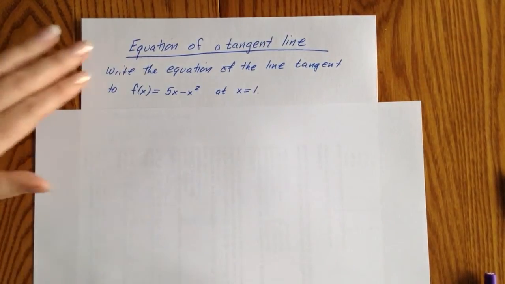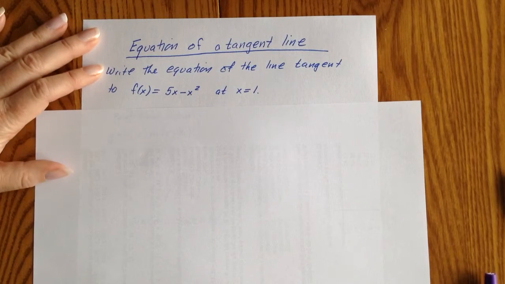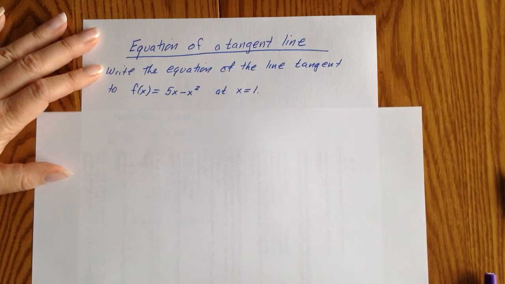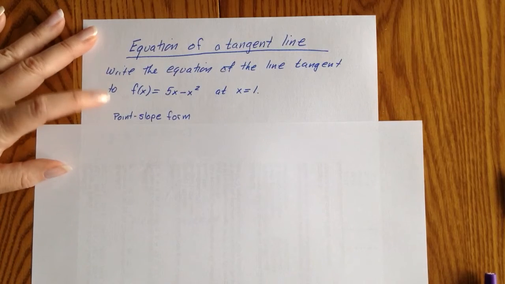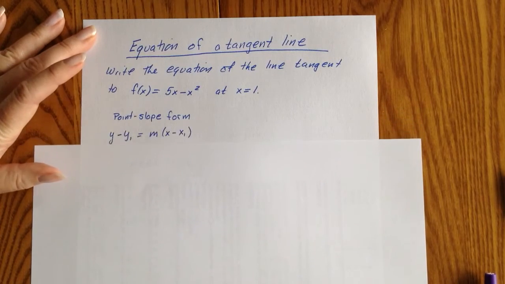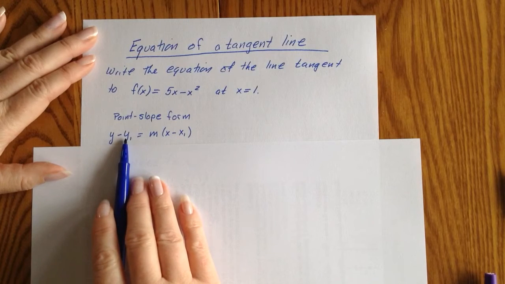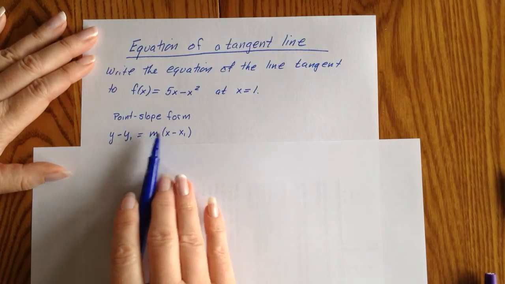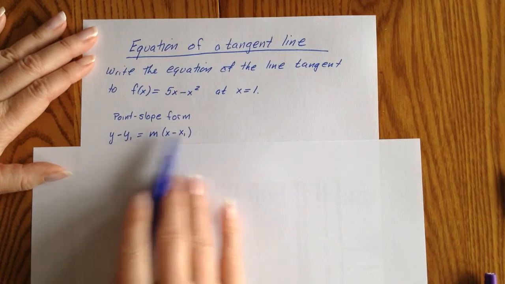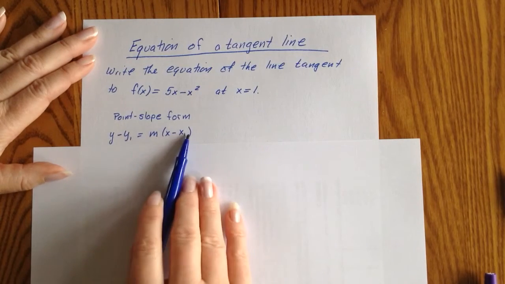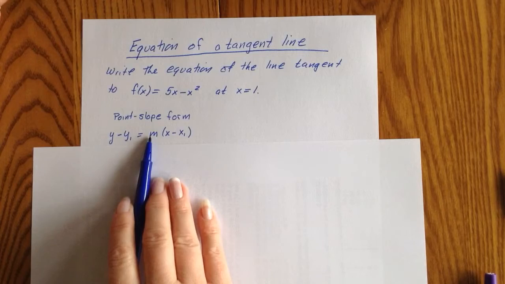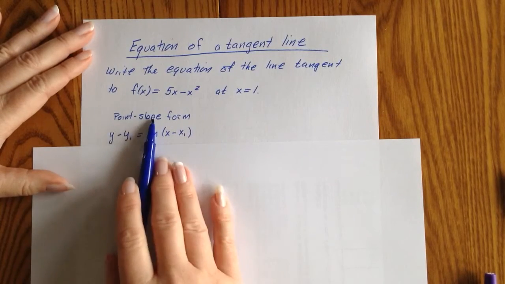Personally, when I want to write the equation of a line, I do not use y equals mx plus b unless I know what b is. Do you know what b is? No, me neither. So I'm going to go ahead and use point slope form. Point slope form is y minus the y coordinate of any point equals the slope times x minus the x coordinate of that point. So x1, y1 are the coordinates of the point, m is the slope. Hence the name point slope.